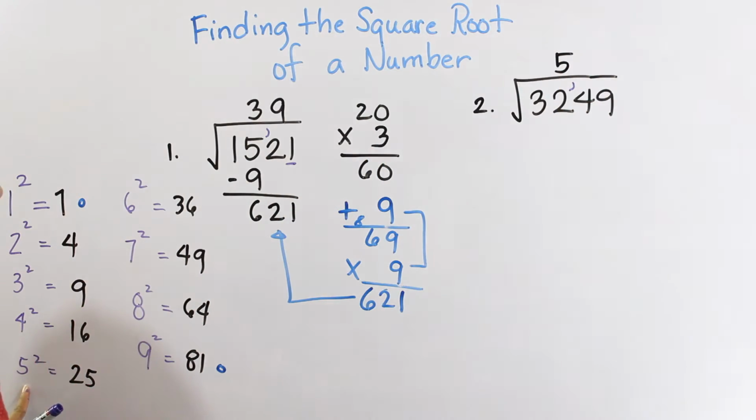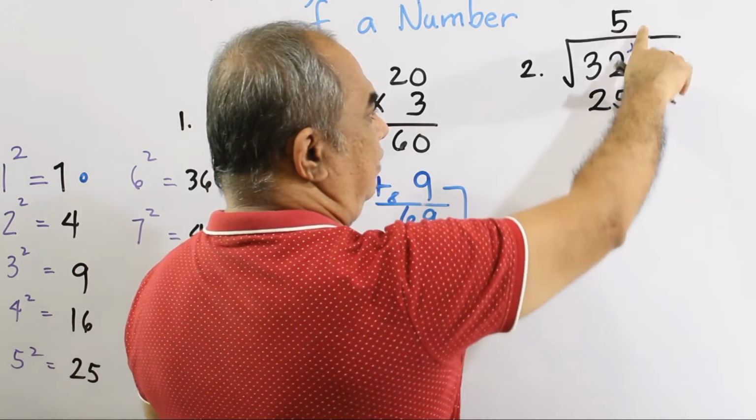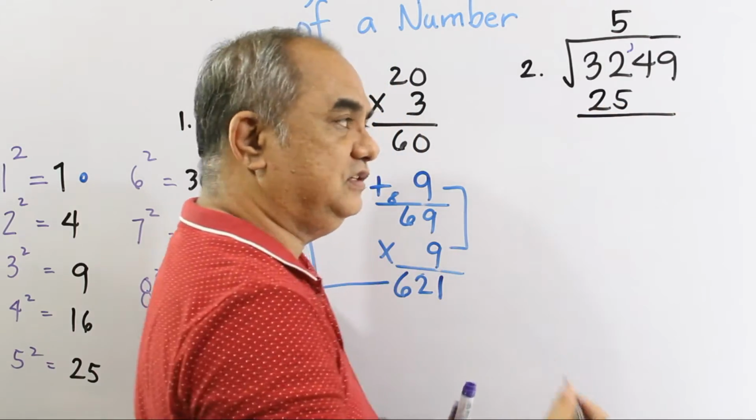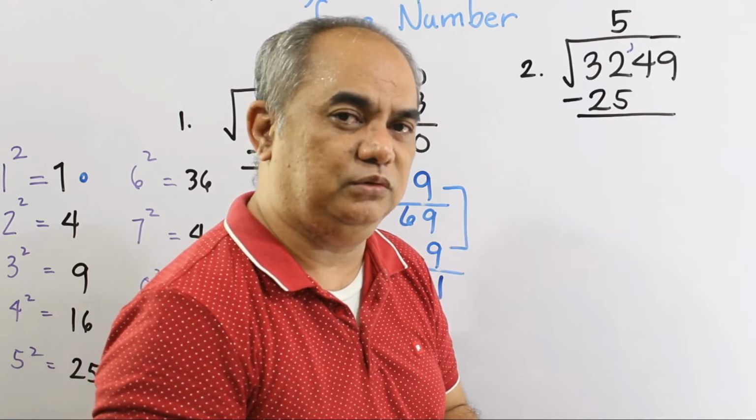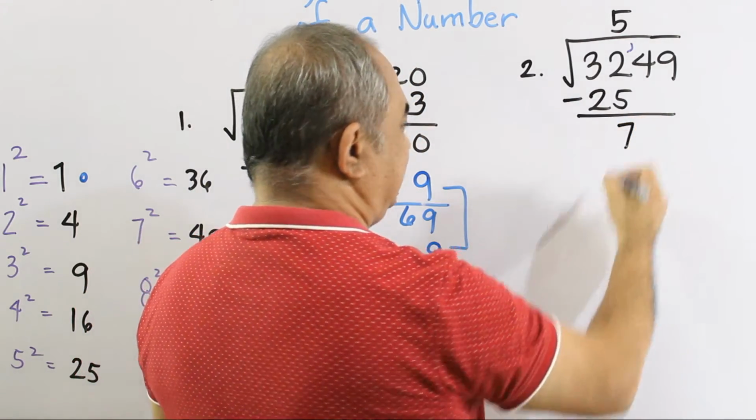5 times 5 will give us 25. Now, it's just like multiplying this by itself will give us 25. And again, the second step is you subtract. I see now we're subtracting 2 digits number. Gotta be very careful. So the answer is 7.